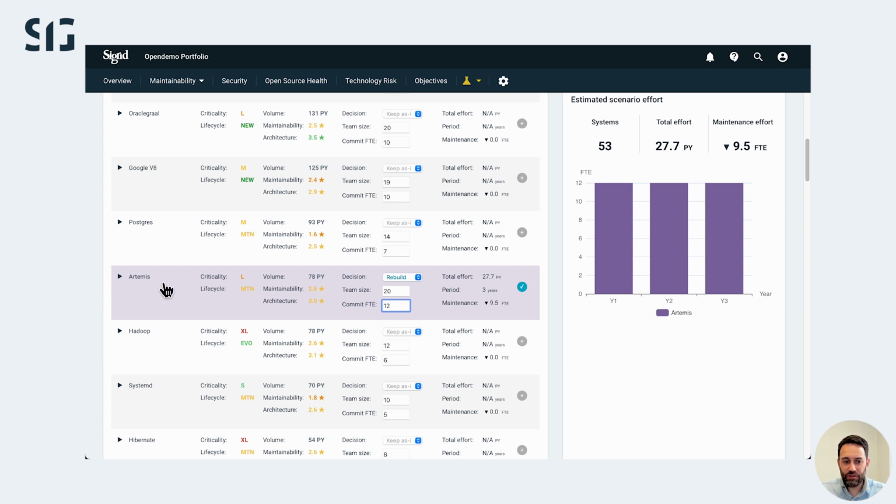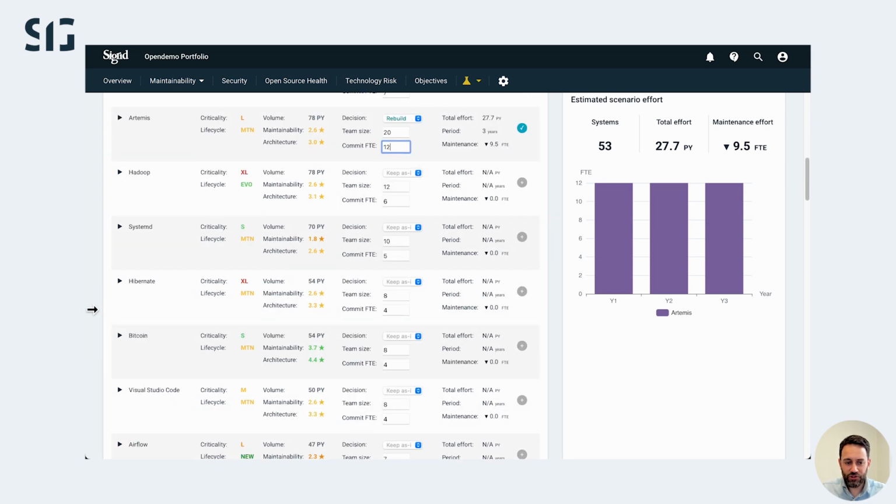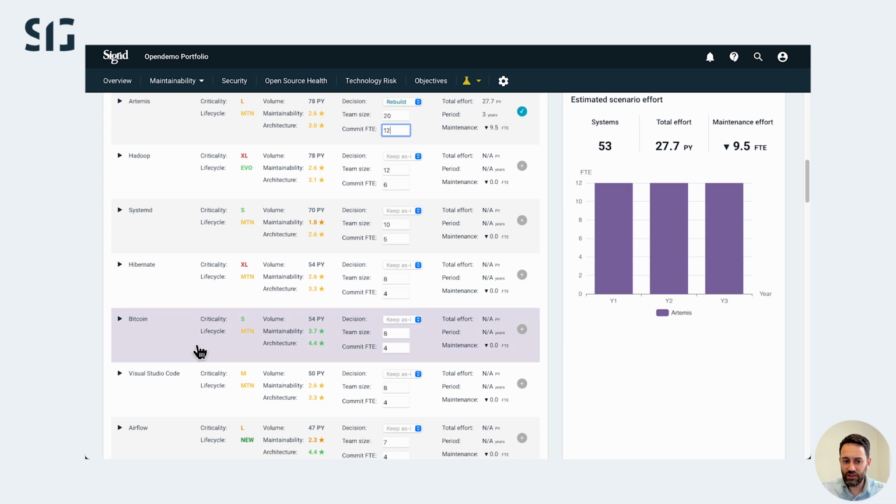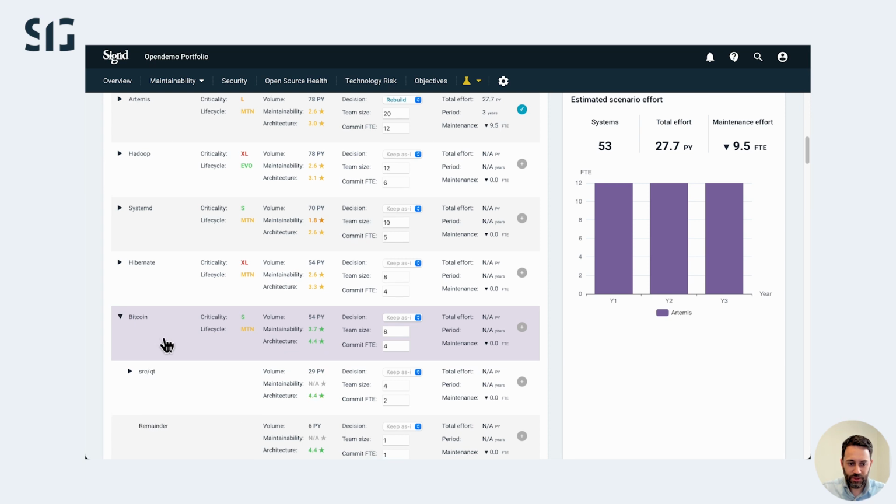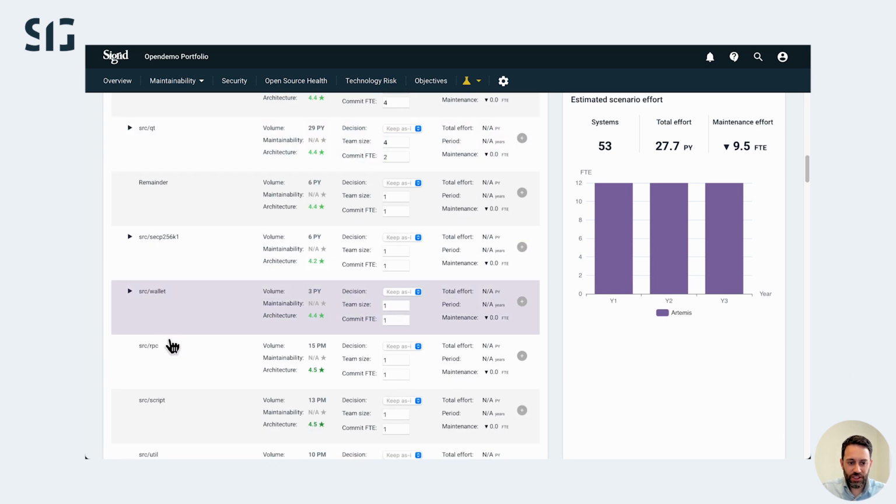Now let's load up a few more systems. Just to show that you don't necessarily have to select a modernization decision on the system, you can also do this per component. So when we toggle open Bitcoin here and scroll down, then we see, for instance, the wallet. The wallet is relatively small, so we don't expect a huge impact, but we know we need to, for instance, replace this. Again, Sigrid comes up with an effort estimation. We can load that up into our scenario.